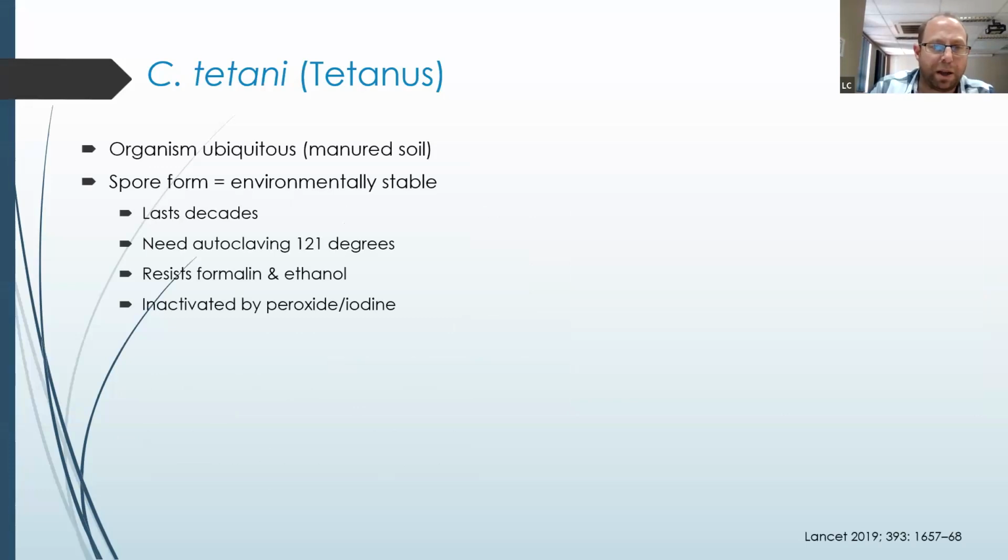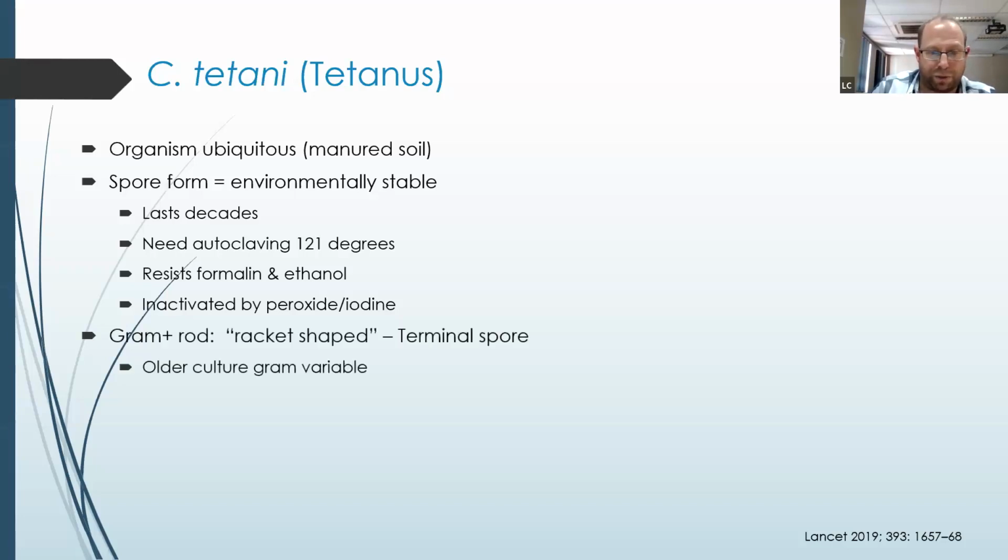The organism itself is ubiquitous. It's more commonly found in manured soil. The spore form is incredibly stable in the environment. It can last for decades. To kill it requires autoclaving under high pressure at over 100 degrees. It's resistant to formalin and alcohol-based disinfection, but it can be inactivated by peroxide and iodine. It's a gram-positive rod with this racket shape, the terminal spore form, which is well described, and in older cultures may well be gram variable.